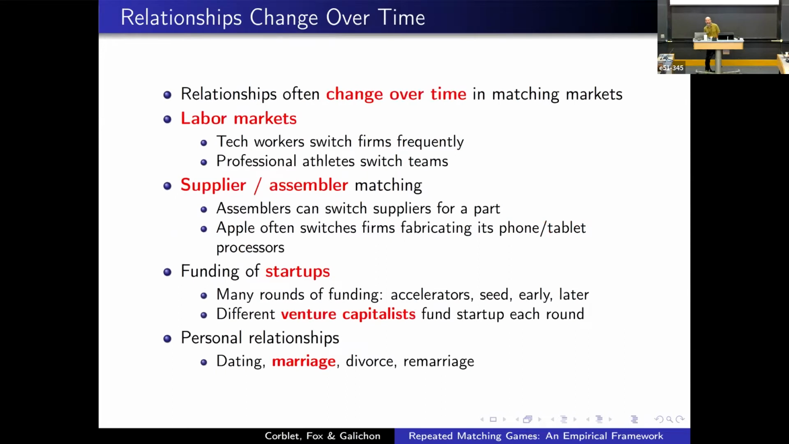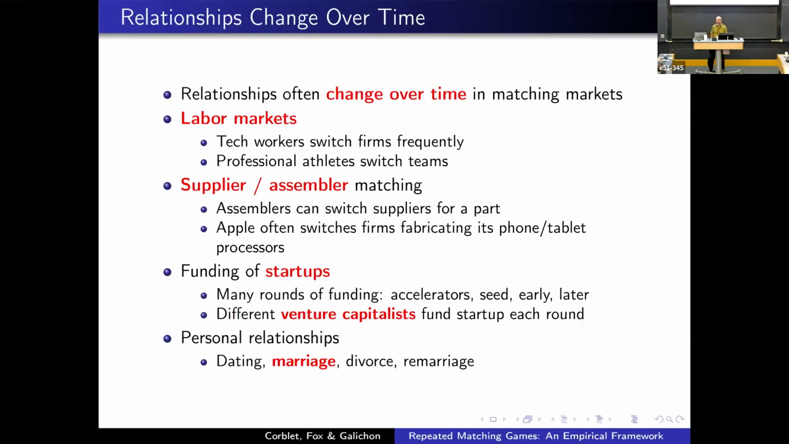Okay, so I think it's pretty evident that relationships change over time. In labor markets, often people are switching firms. It's particularly important, say, in the tech industry, when people might carry particularly valuable skills between firms, and there's a lot of talk every off-season about professional athletes switching teams. I've worked on supplier assembler matching. When Apple switches its supplier for a particular component, since Apple's such a high value and volume company, that gets big news. The funding of startups also happens over time.